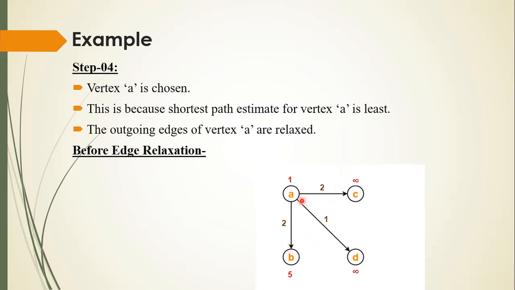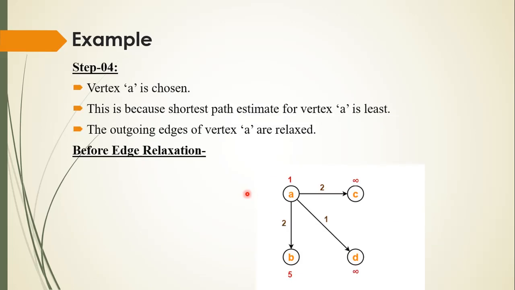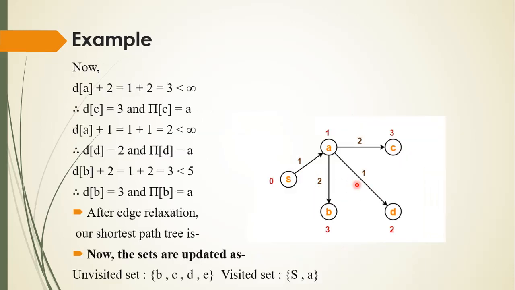Now we will calculate 1 plus 2 is 3, which is less than infinity, so we update 3 over here. Now 1 plus 2, that is 3, is less than 5, so here we update 3. So 1 plus 1 is 2, so 2 is less than infinity, so we update 2 over here. Now 1 plus 2 is 3, which is less than infinity, so 3 is here. So our new diagram will be: 1, 3, 1 is already there, 3, 2 and 3.